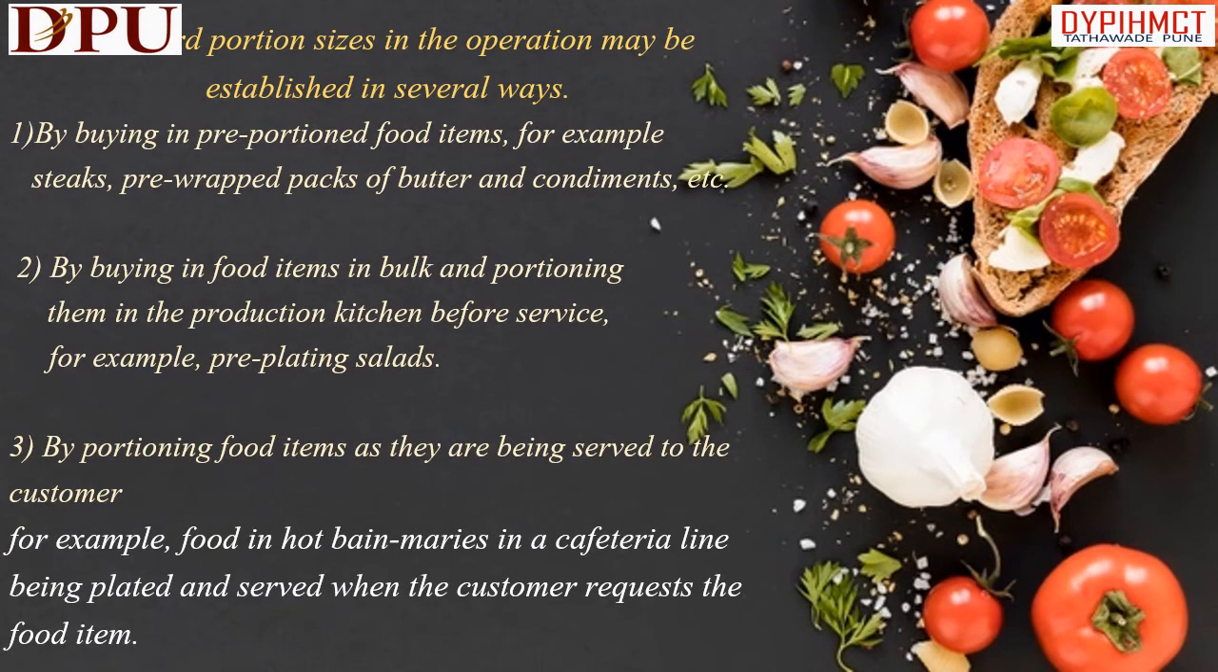Standard portion sizes in the operation may be established in the following ways. First, by buying pre-portioned food items, for example, steaks, pre-wrapped packs of butter and accompaniments like pouches of ketchup, mayonnaise, etc. Next is, by buying food items in bulk, and portioning them in the production kitchen before service, for example, pre-plating salads, cut fruits, chicken, or meat portions, etc.